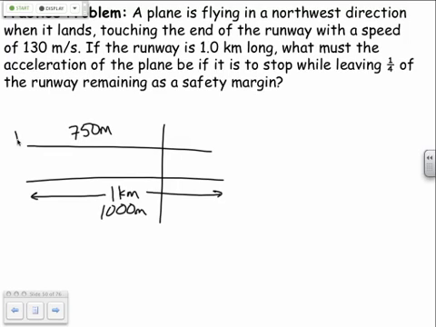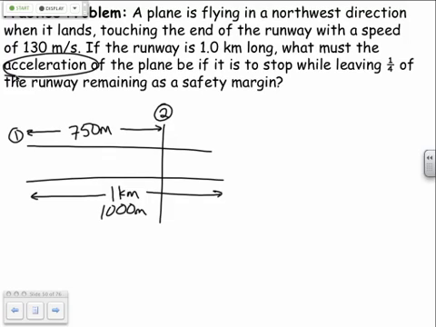So we're going to start our problem over here, right at the beginning of the runway. And we're going to finish our problem at the stopping point, which is 750 meters away. I'm going to run out of room. And we want to know the acceleration? Yes, we want to find out what the acceleration is.